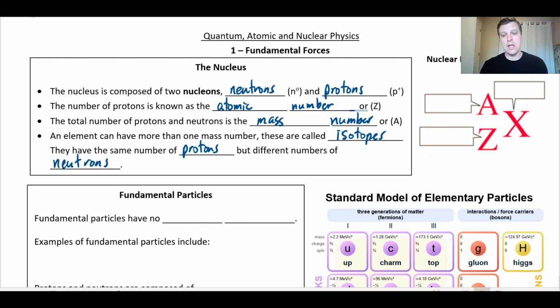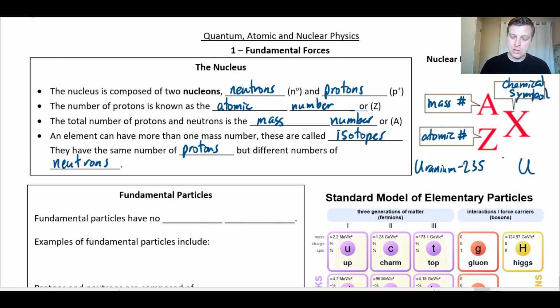So when we do this shorthand, we use this nuclear notation you see over here on the side. The X here is just the chemical symbol. Okay, so H for hydrogen and so on. A is our mass number, and Z is our atomic number. So if, for example, you wanted to talk about uranium 235, you could just abbreviate that as U for uranium. 235 is the mass number, and uranium always has 92 protons in it.